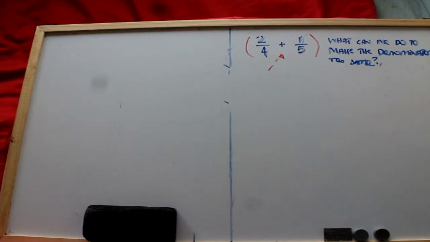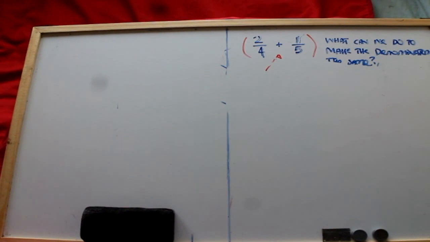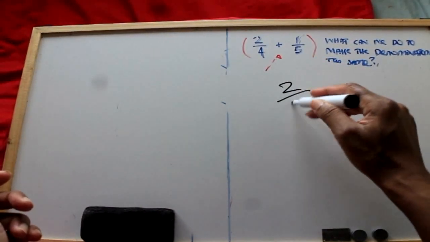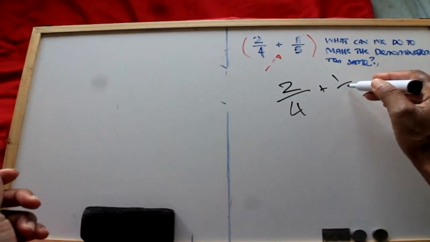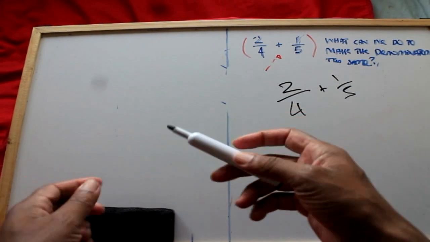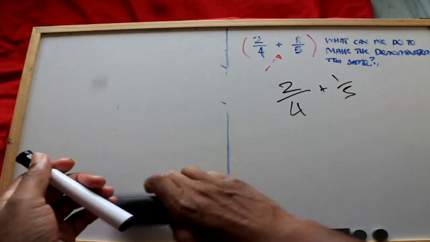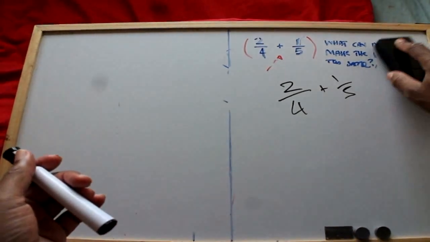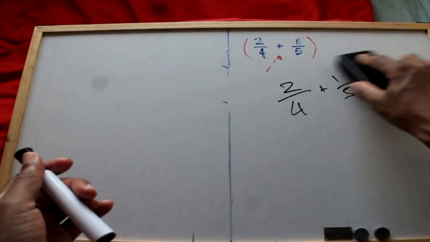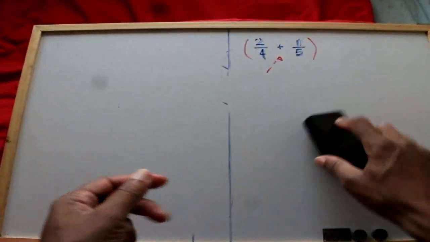Much better. Right, so we have this problem: 2/4 plus 1/5, and we can't add them directly because they have different denominators. So what can we do? It looks like we're going to have to create some kind of sum where the denominators are the same. Now, how are we going to do that?